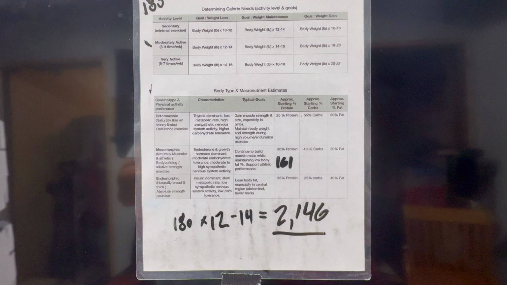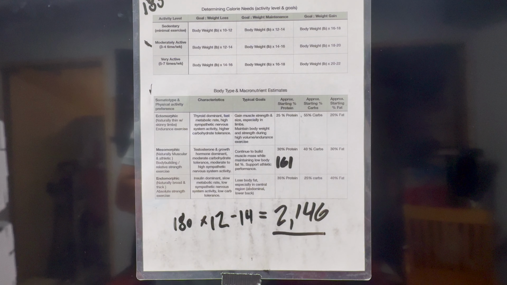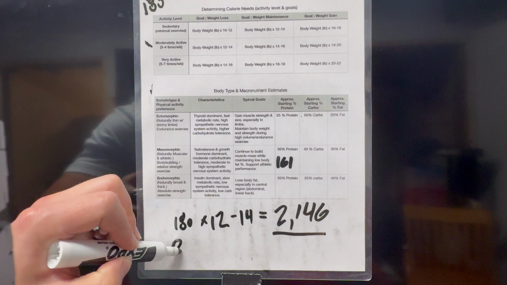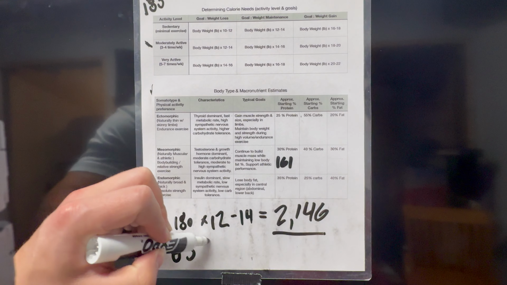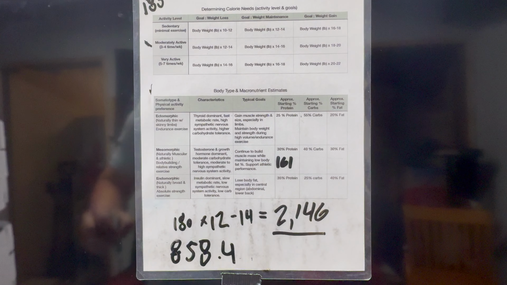So now that we've got protein, we need to figure out carbs. The carbs one here is 40%. We're gonna take 2,146 times 0.4, which is gonna give us 858.4. So what did we do with the protein?